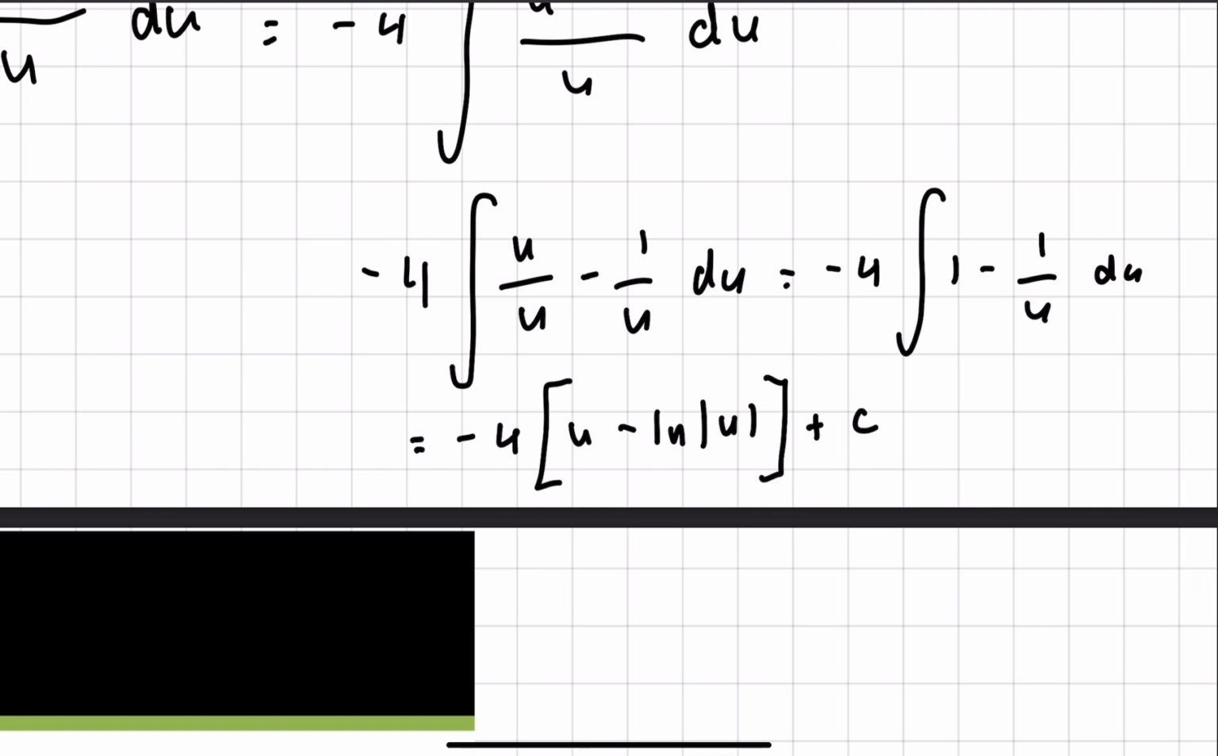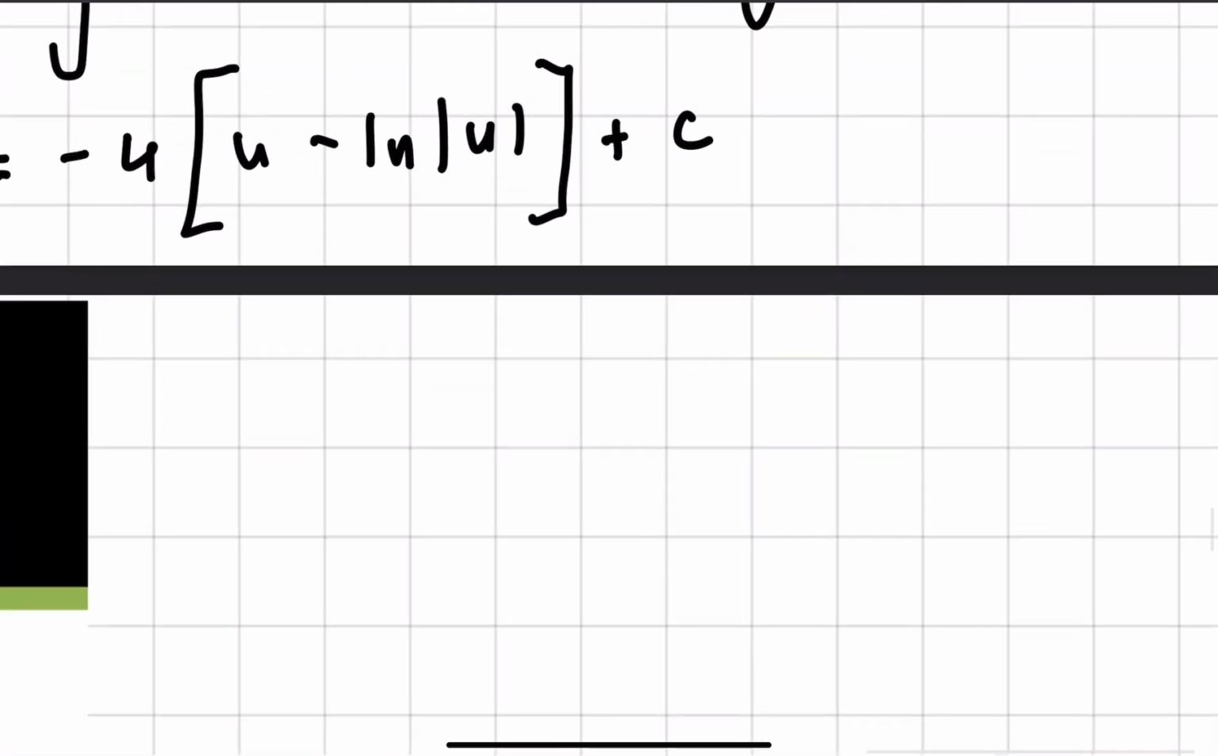plus c. I'm going to go on to the next page now. So we're left with, we can substitute back in now, I guess. Minus 4.